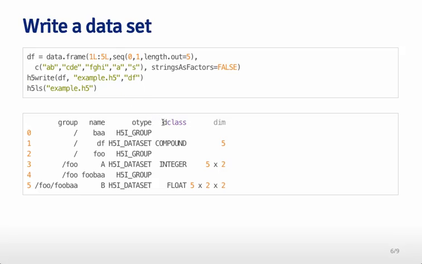So instead of passing it the group that we're going to send it to, we can just send it the variable name. Then if we list out what's going on, we now see that in the top level group, the root group, you see df, and it's a data set, and it gives you the dimensions of the data set and so forth.